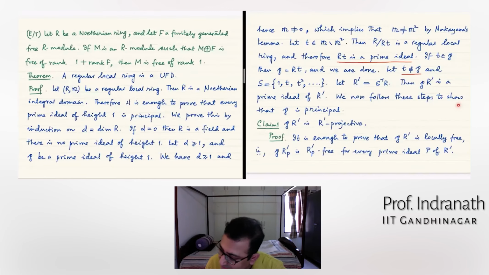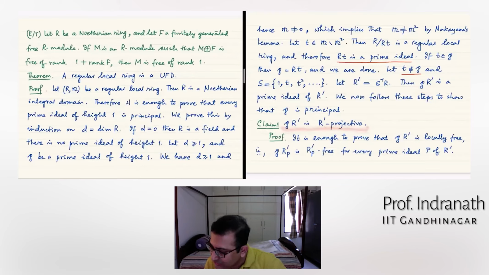So we have this extension R dash, and now we are going to use that previous lemma: if a non-zero ideal is projective and has a finite free resolution, then it's free of rank 1. That's what we are going to use. So the first step is, this extended ideal, which is again a prime ideal of R dash, we claim that this is R dash projective.